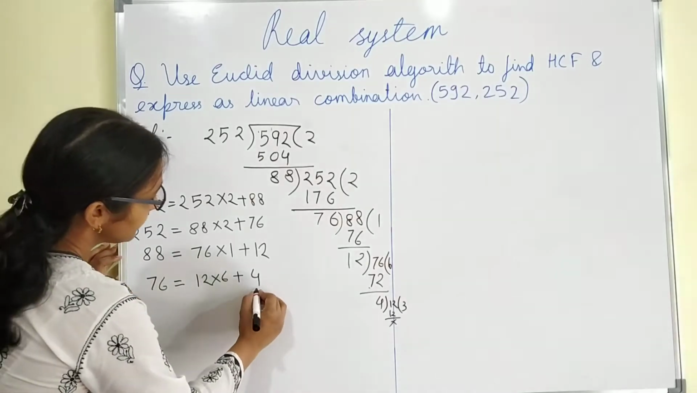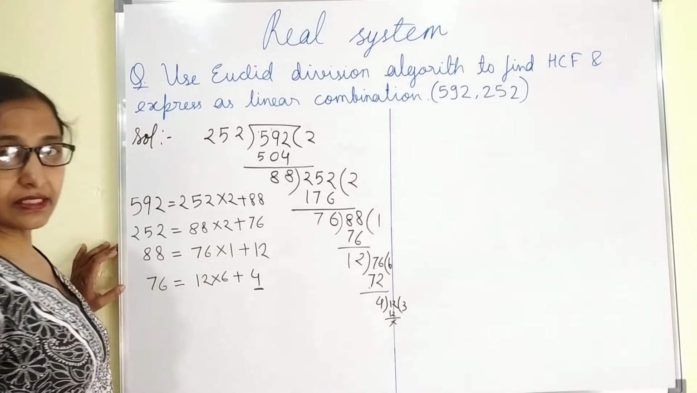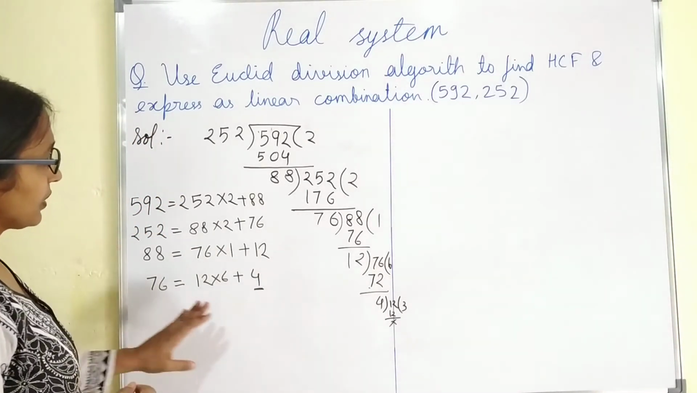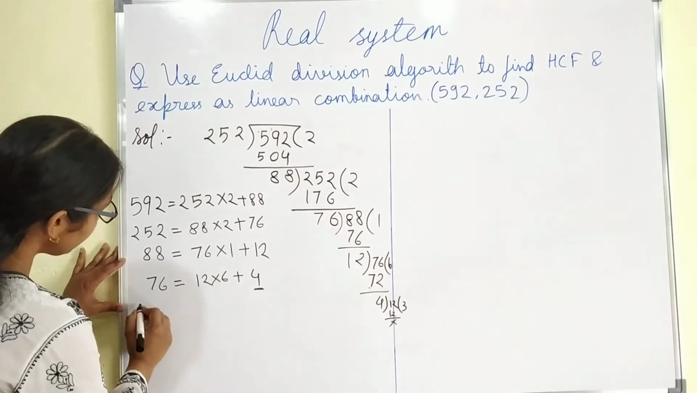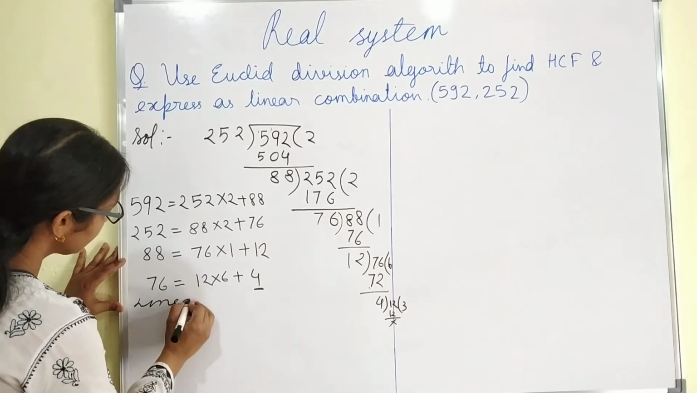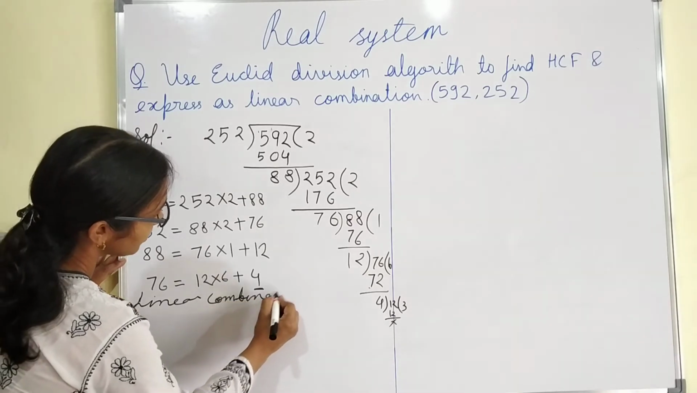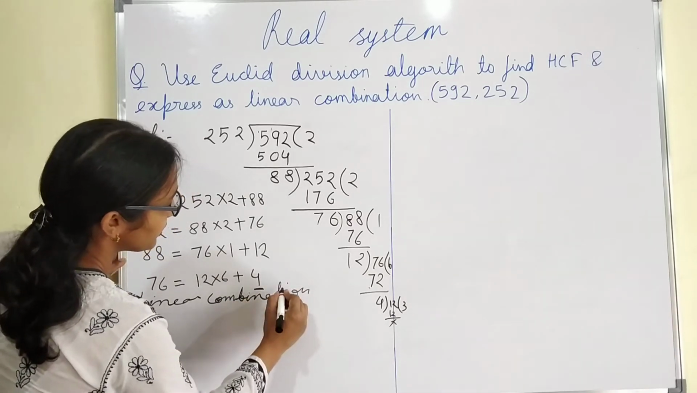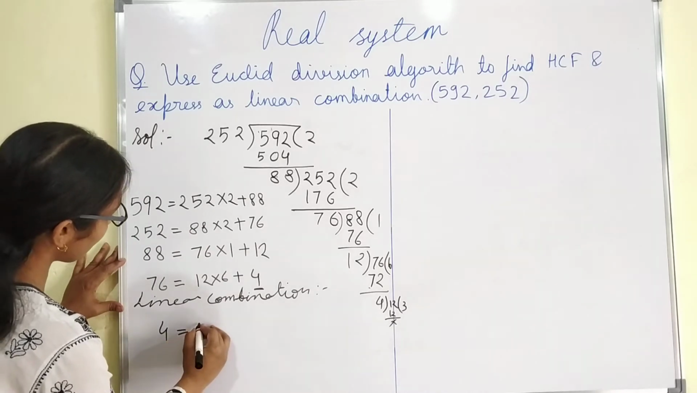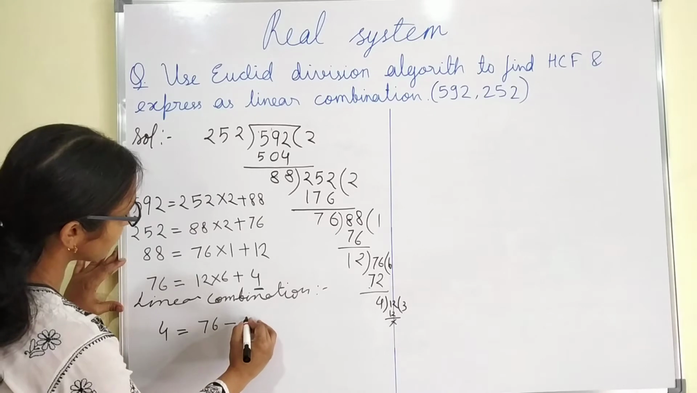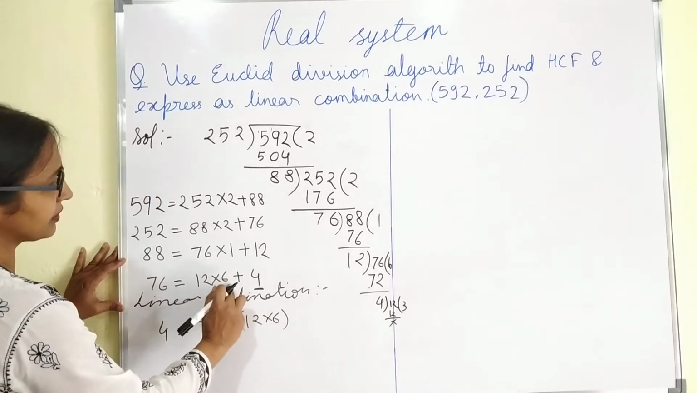Here we got remainder 0. So 4 is our SCF. Now we have to make linear combination. So SCF is 4. So 4 equals to 76 minus 12 into 6. I am transposing this number.